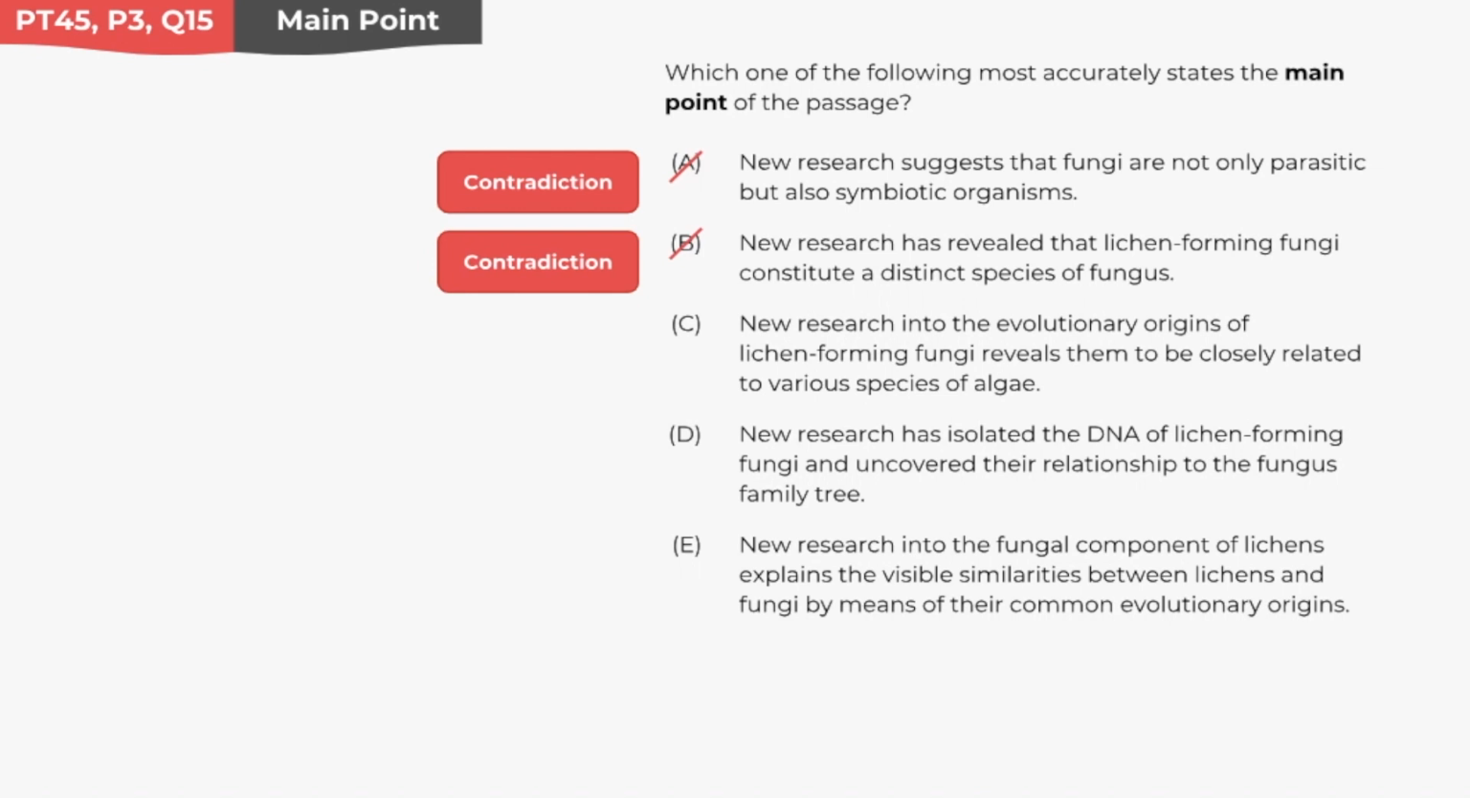Answer choice C says that new research into the evolutionary origins of lichen-forming fungi reveals them to be closely related to various species of algae. To say that they're closely related to the species of algae, that's their host. This is actually not being presented in the passage. This is contradicted by the passage because they're their own species, and they're not connected to the algae. They're connected to the other branches in the fungus family tree.